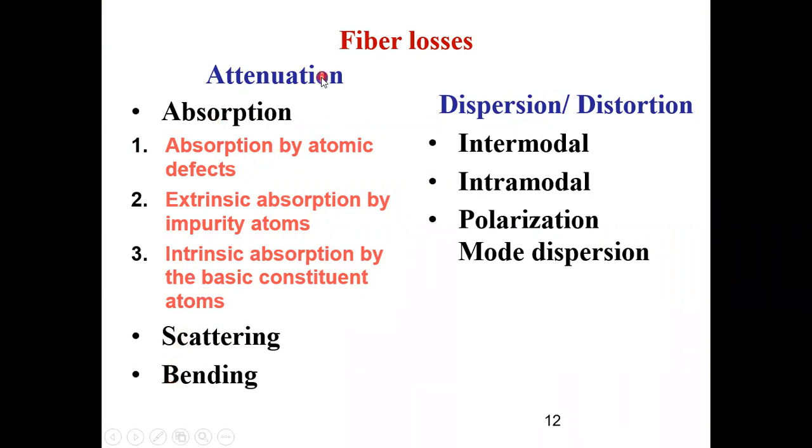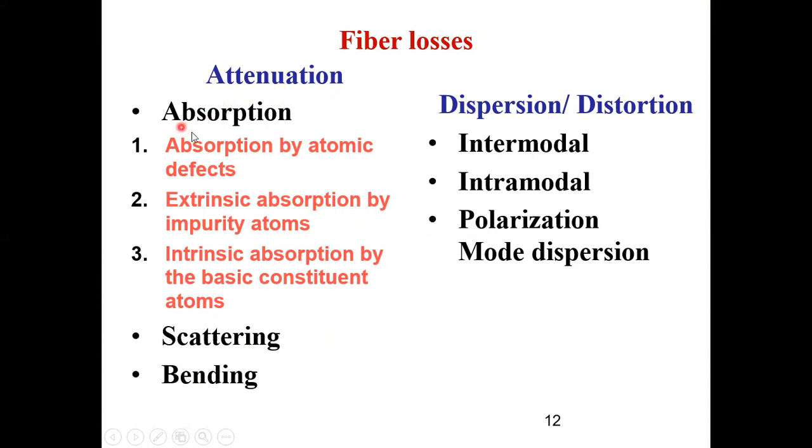So if I ask what attenuation is due to, it is either due to absorption, scattering and bending. Okay, scattering, again there are many categories of scattering. Bending, again there are many categories of bending. So that I will show when I progress later on. So today we are going to study the first loss that causes attenuation. Scattering, bending and absorption, they all decrease the signal strength.